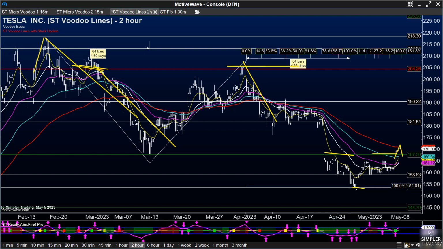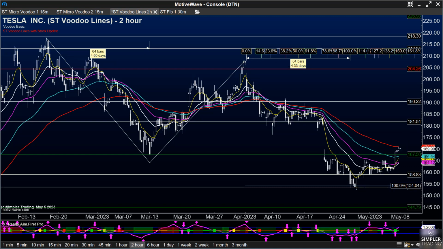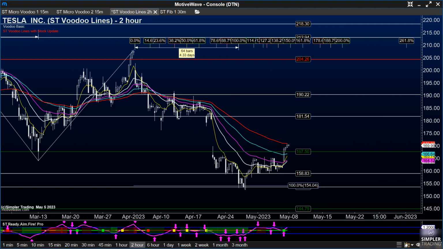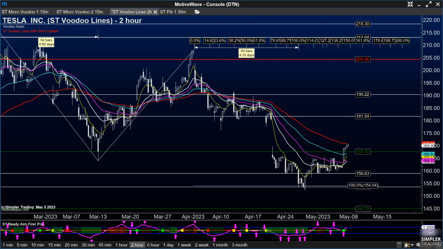We could dip a little below, but so long as we either mostly hold or continue to press above that 167.50 Voodoo tree line, I'm going to keep looking towards the upside. How far up? Well, certainly clearing the fire line will be important, and there could be resistance at that fire line level if we do head up.